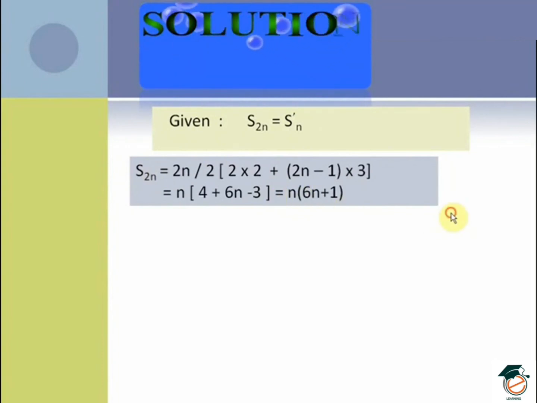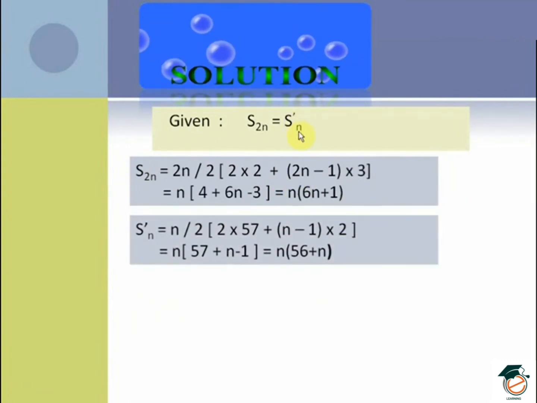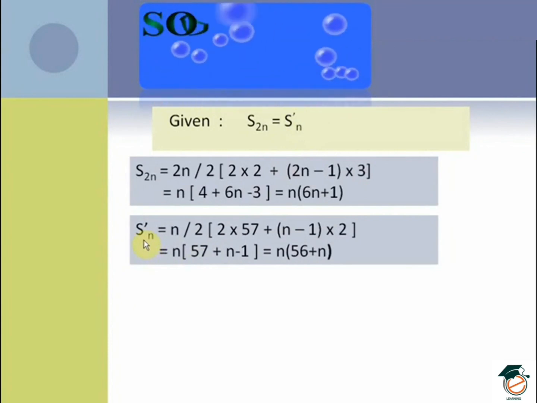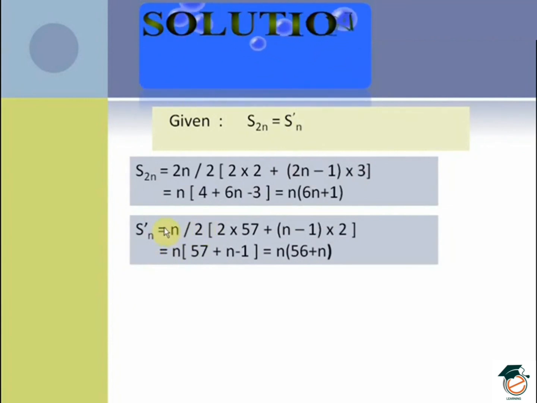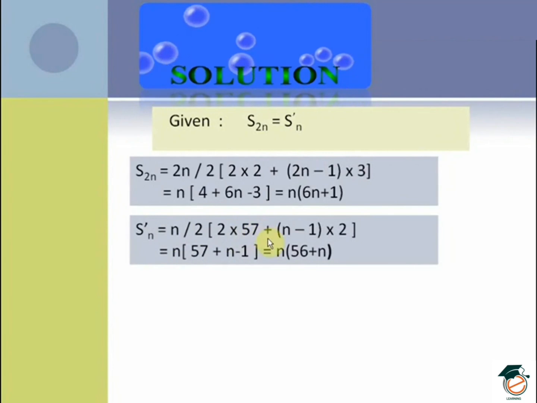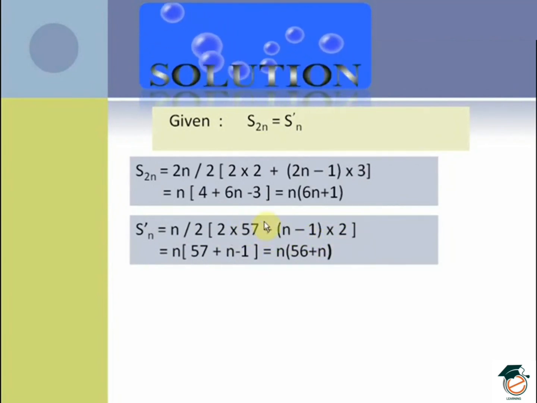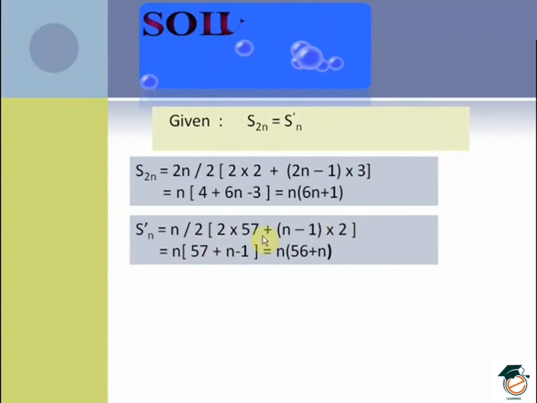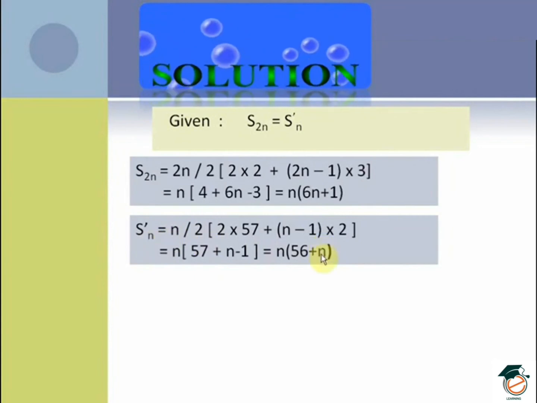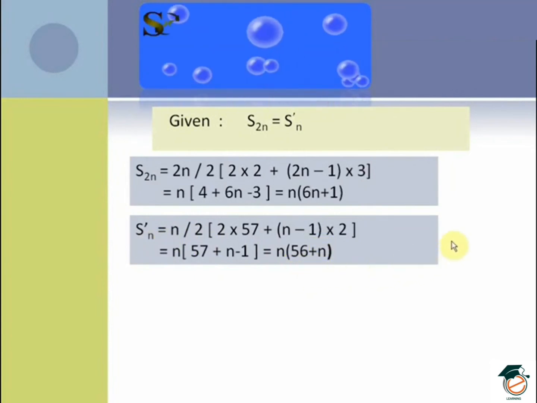Similarly, let's try to find out the value of S dash n, which is the sum of first n terms of second AP. This is again equal to n by 2 into 2 into 57 plus n minus 1 into 2. Your A is equal to 57 and the common difference is equal to 2. This further becomes n into 56 plus n. Thus the value of S dash n is equal to n into 56 plus n.